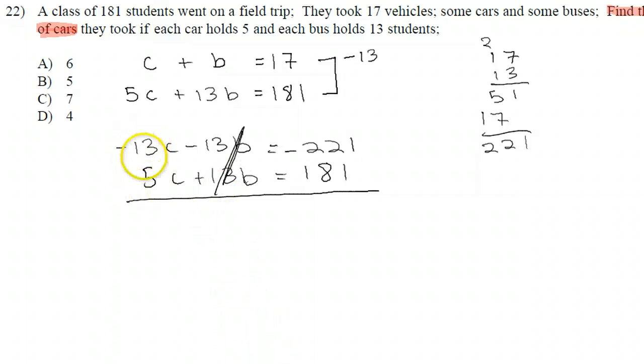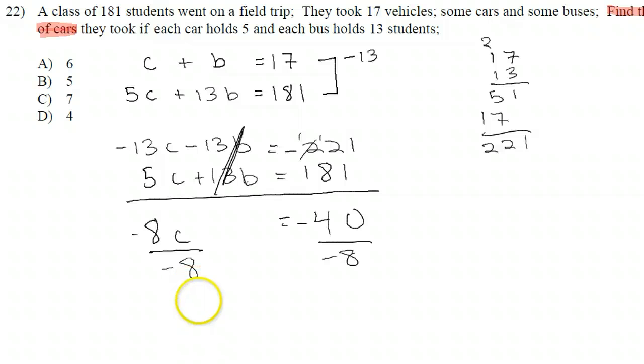And I'm left with negative 13 and 5, that's negative 8C. And if I do this, let's see, they're opposite signs, so I subtract. And let's see, I get 12 minus 8 is 4. And so that's negative, and this is also negative. So now I see that if I divide by negative 8, we get C by itself, where C represents the number of cars, which is what we're looking for, and C is 5. So the answer is B.